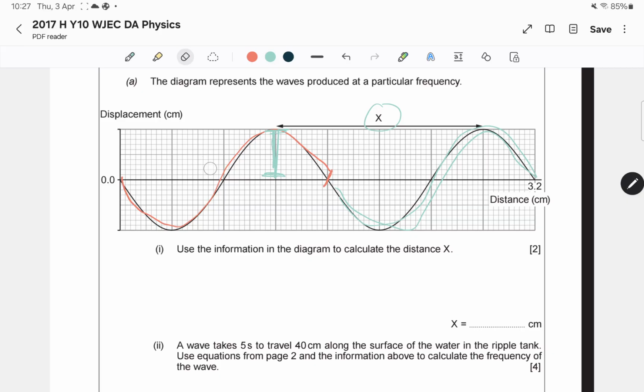Let's have a look what the questions are. Use the information to calculate distance x. So from here to here, that's also the same as from here to here. That's the same distance. It's one wave. And if the whole thing is 3.2, this is halfway. So from here to here must be 1.6. So that's the wavelength also. It hasn't said it yet, but I know that that's the wavelength.